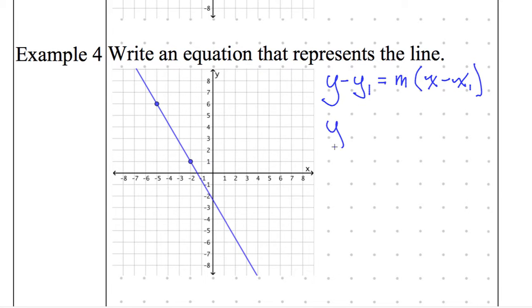All right, Gunnar, help us out. Y minus what? Y minus 1. Y minus 1, okay, is equal to something times x minus negative 2. There it is. Yep, you chose this point. So the x coordinate is negative 2. The y coordinate is 1. Everything there matches up. So thank you, Gunnar. You can turn in your card.